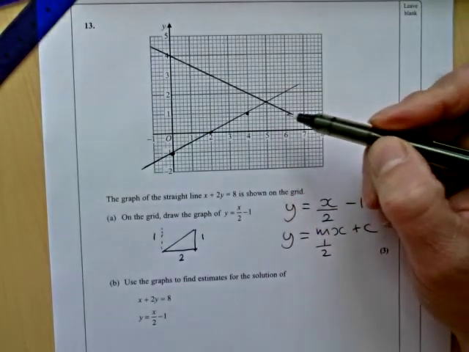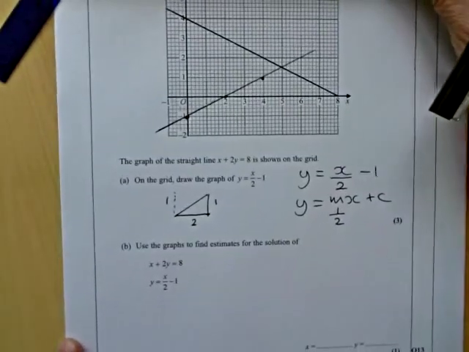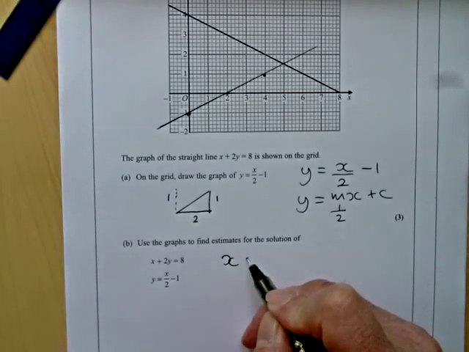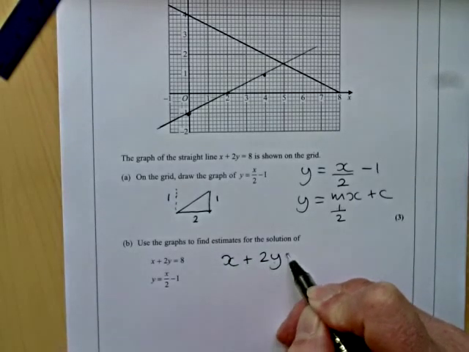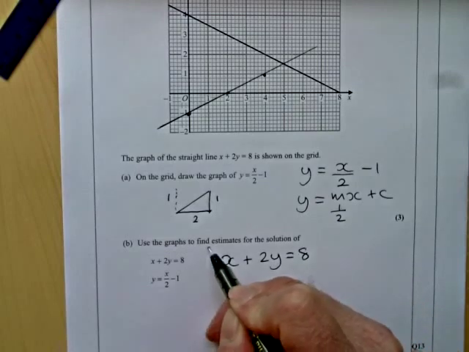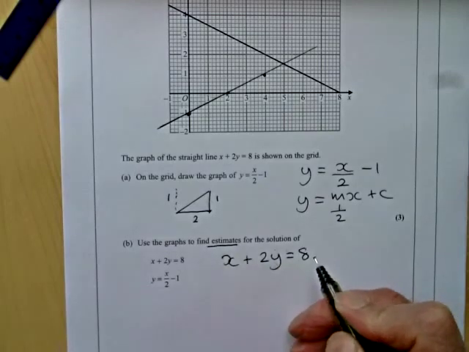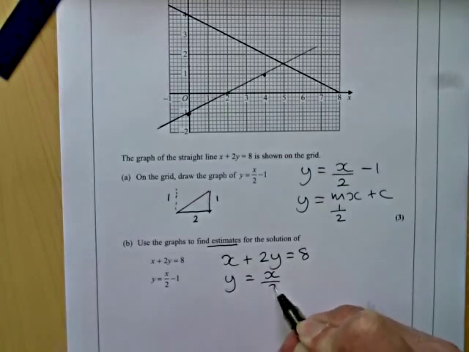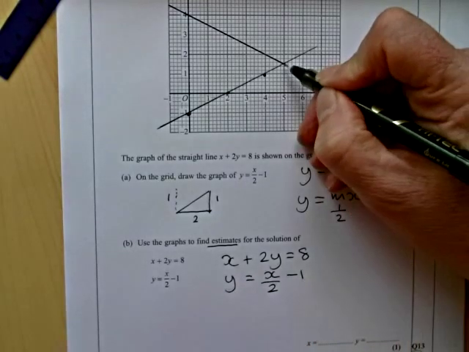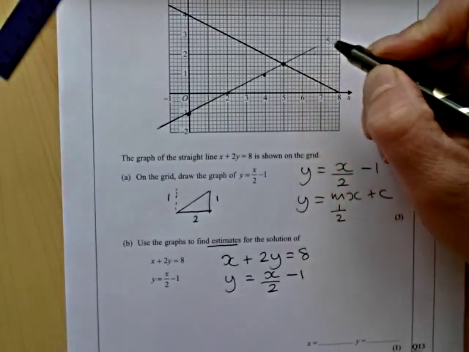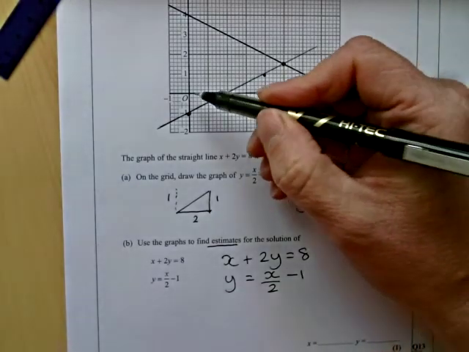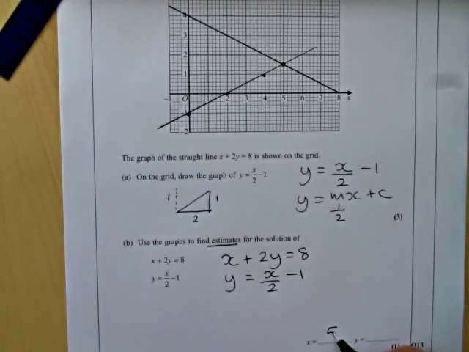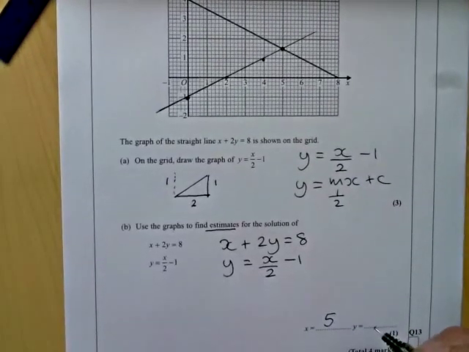So in the second part of the question, and this is why I had to be careful with how I drew my graph, I've got to find the solution, or an estimate, so it's going to allow a degree of inaccuracy, to these two equations. In using the graph, we use the point of intersection. It's fairly obvious that x is at 5, or very, very close to 5, so I'm sure they will accept that as an estimate.